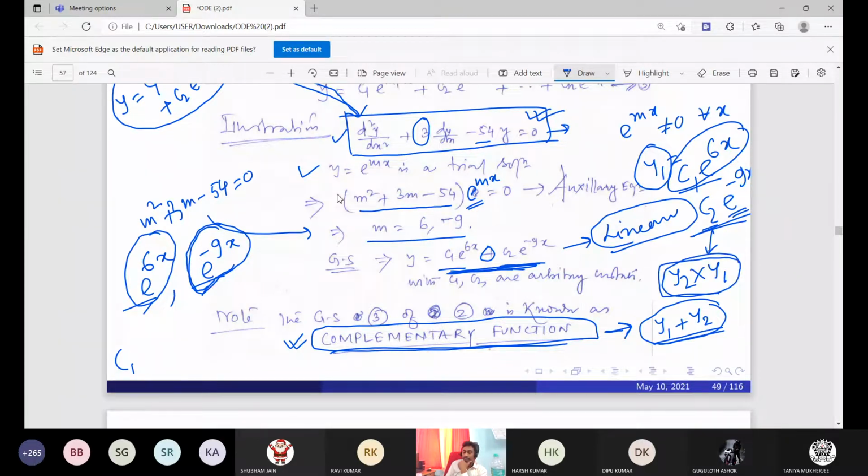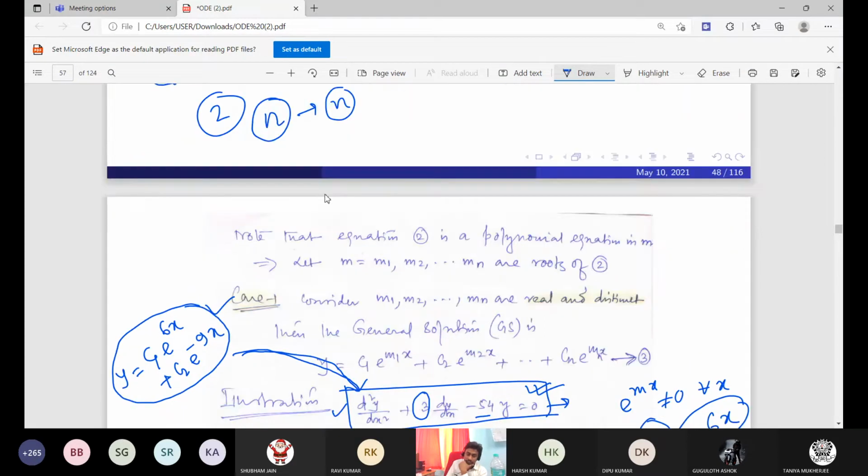Just consider a different equation. Let's say the new equation you are considering is y equals c1 e to the power 6x into c2 e to the power minus 9x. What will be the case? Then c1 c2 e to the power minus 3x, so you can treat it as c3 e to the power minus 3x. What will be the order of differential equation if you eliminate c3?